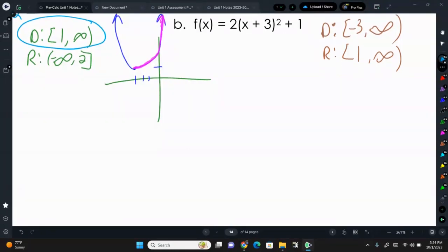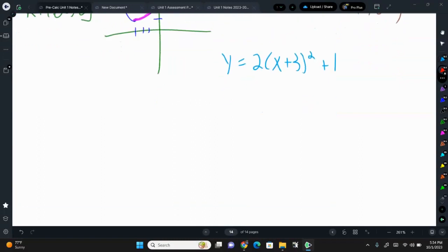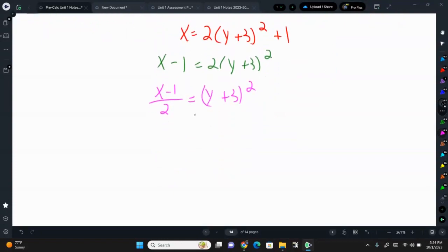Right, so now let's calculate the inverse. Y equals 2 times x plus 3 squared plus 1. We'll switch our x and y. So x equals 2 times y plus 3 squared plus 1. Subtract 1, x minus 1 equals 2 times y plus 3 squared. And when we divide both sides by 2, we get x minus 1 over 2 equals y plus 3 squared. So when we square root both sides right now, it's going to get a little bit messy.